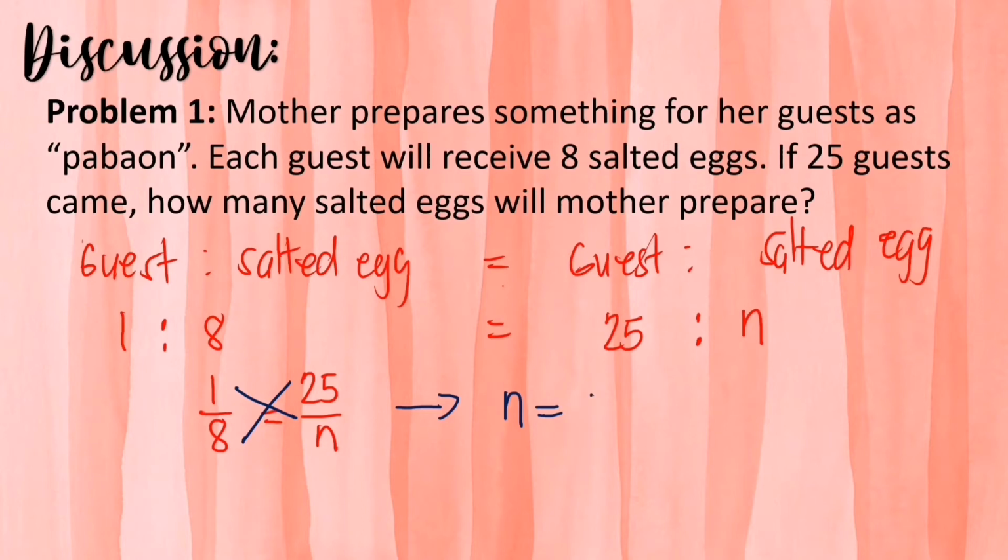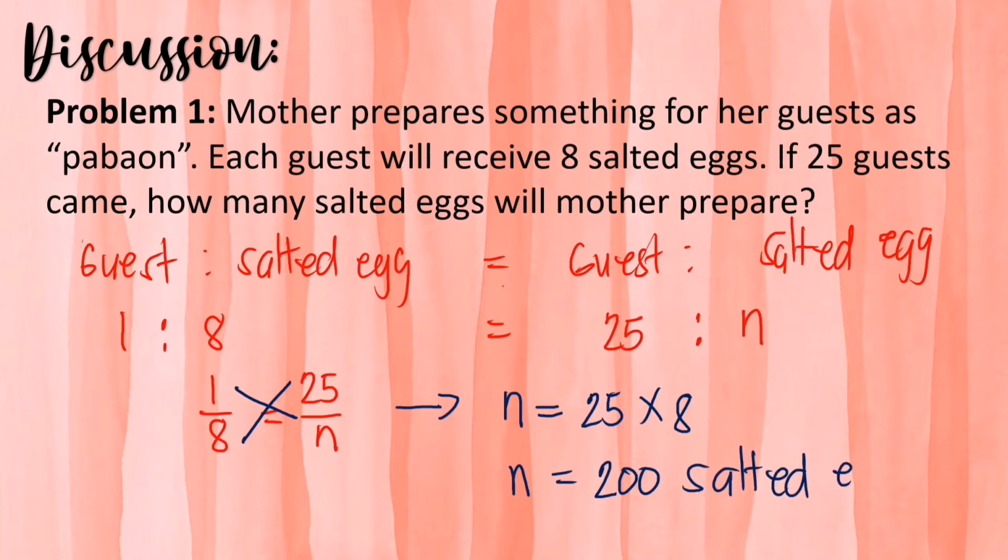25, magiging 25 times 8. So, n is equal to 25 times 8 is equal to 200. So, ibig sabihin, mother needs to prepare 200 salted eggs for 25 guests.